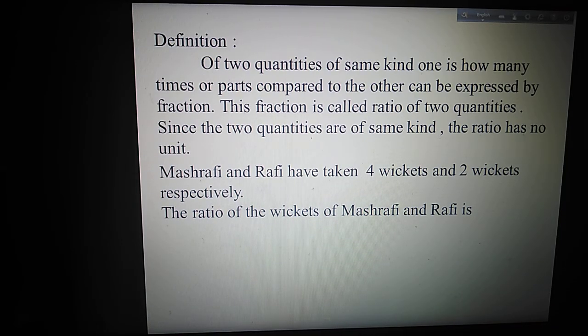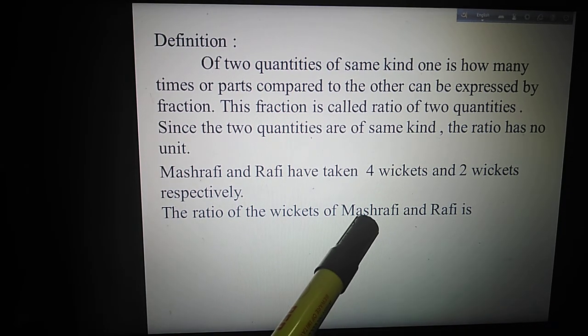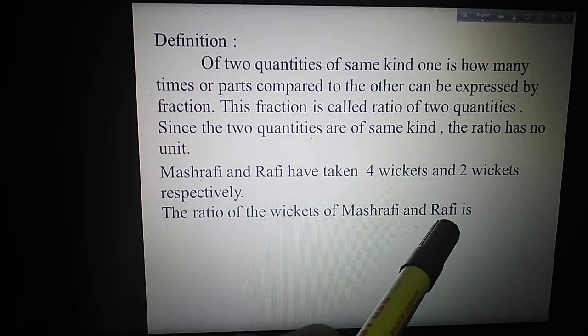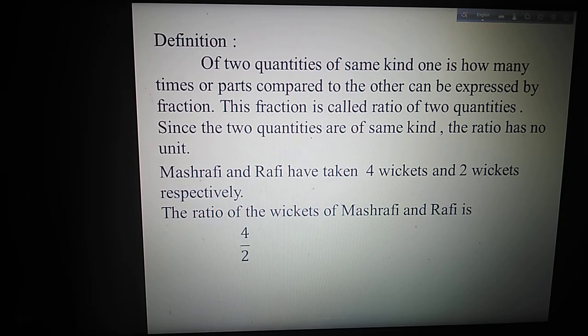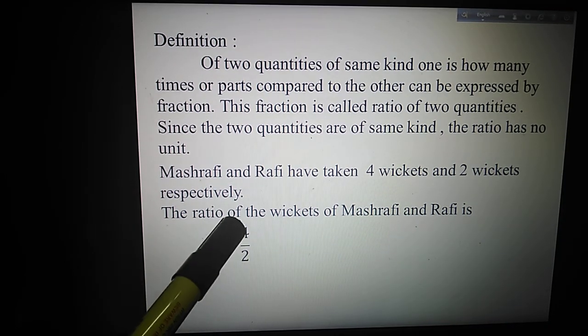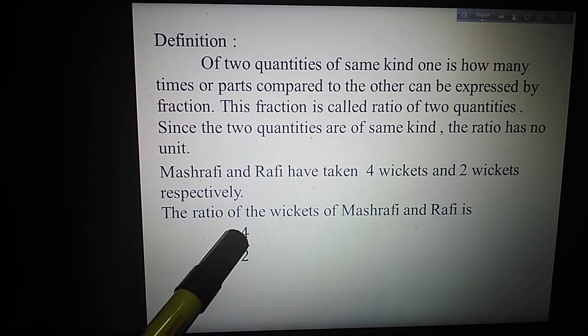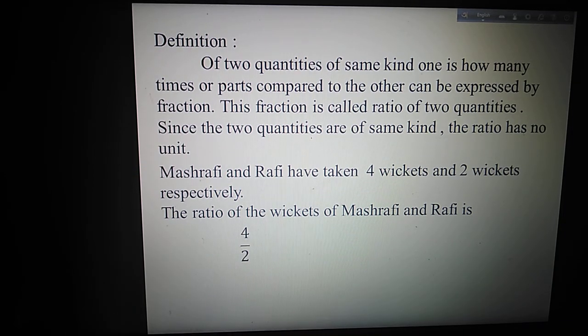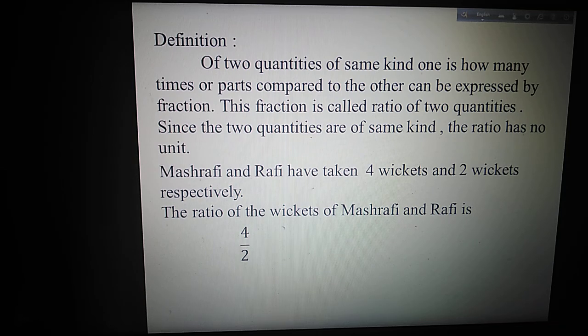So at first we can express them as a fraction. Here the quantity of wickets of Mustafi is 4 and the quantity of Rafi is 2. So it becomes 4 by 2. And 4 by 2 we can reduce. We know 4 is divisible by 2, and 2 is also divisible by 2. As a result we get 2 by 1, and we can write it as 2 is to 1. The ratio of the wickets of Mustafi and Rafi is 2 is to 1.